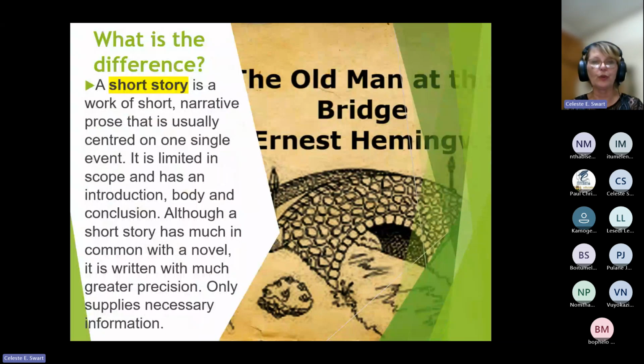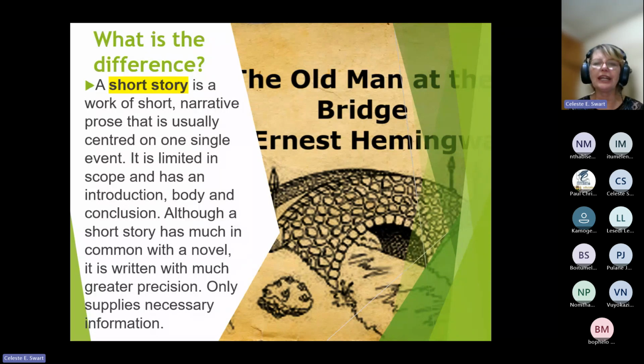Then a short story, and there's a very good example of a short story in our core readers called The Old Man at the Bridge by Ernest Hemingway. It's only 1 page long. It's a work of short narrative prose. It's usually centered on a single event. It is limited in scope. It has an introduction, body, and conclusion. And although a short story has much in common with a novel, it's more precise.